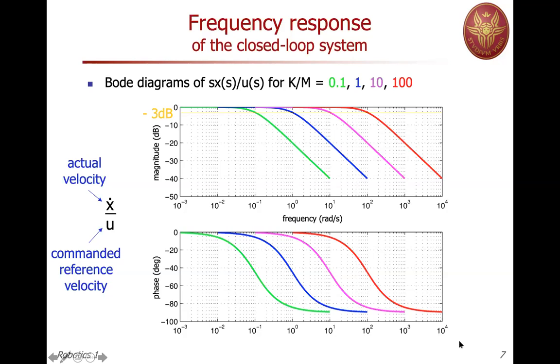Indeed, if you increase this ratio, either because you have a smaller mass or because you're increasing the gain k, you bring it to 1, 10, 100, and you can see that accordingly the bandwidth is enlarged. So there's a larger frequency interval that is being perfectly reproduced.